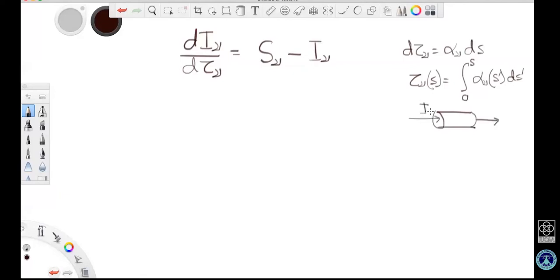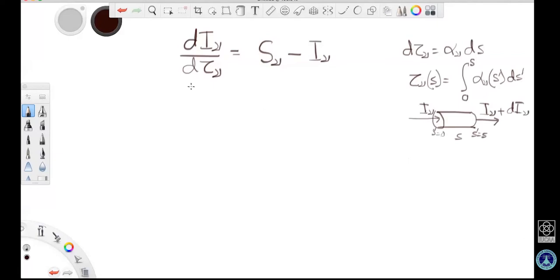So here I had I nu, and then here I have I nu plus d I nu. Right. Okay, and this is the length. S is equal to 0 here, S prime is 0 here, and S prime is S here. Right? This is my dummy variable. Am I clear on this point?